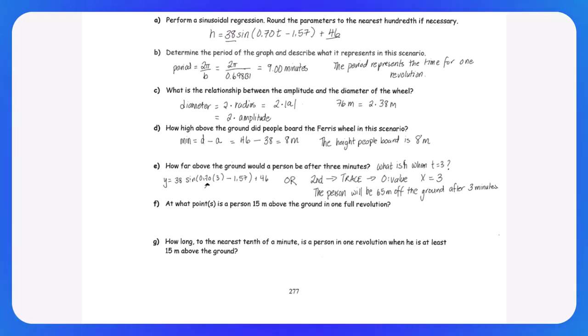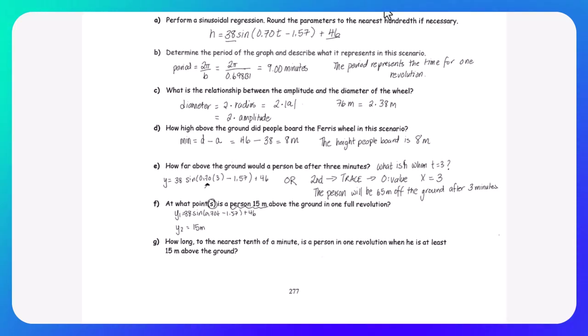Okay, let's do the next question. It says, at what point or points, okay, that's a good clue, is a person 15 meters above the ground in one full revolution? So now what we are going to be finding is when our y1 equals 38 sine of 0.70t minus 1.57 plus 46. Our y2, we're going to make 15.